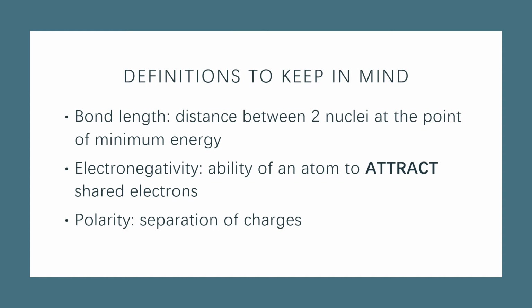Some definitions to keep in mind would be bond length, which is the distance between two nuclei at the point of minimum energy. Essentially, this is where the attractive and repulsive forces cancel each other out. Electronegativity is the ability of an atom to attract shared electrons. And polarity is the separation of charges, just how positive or negative they are.